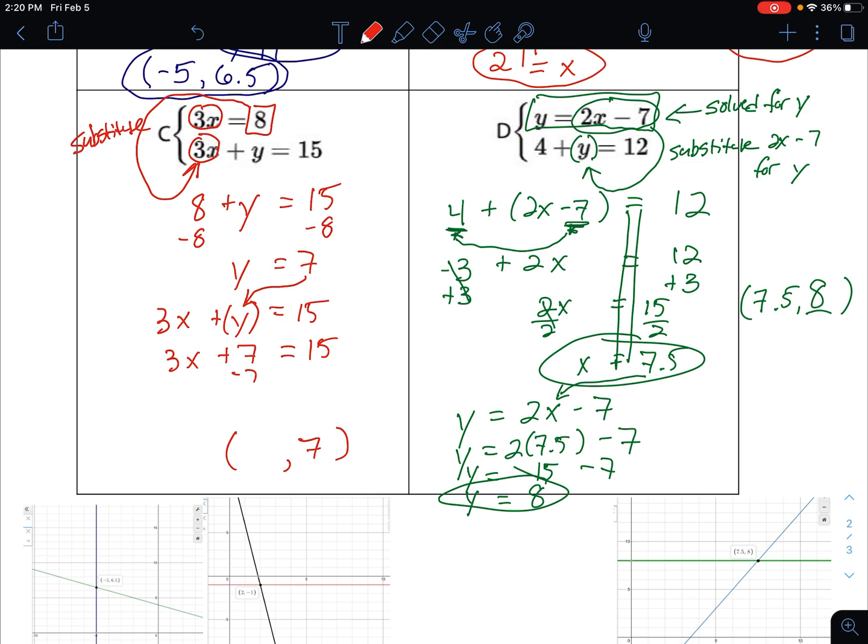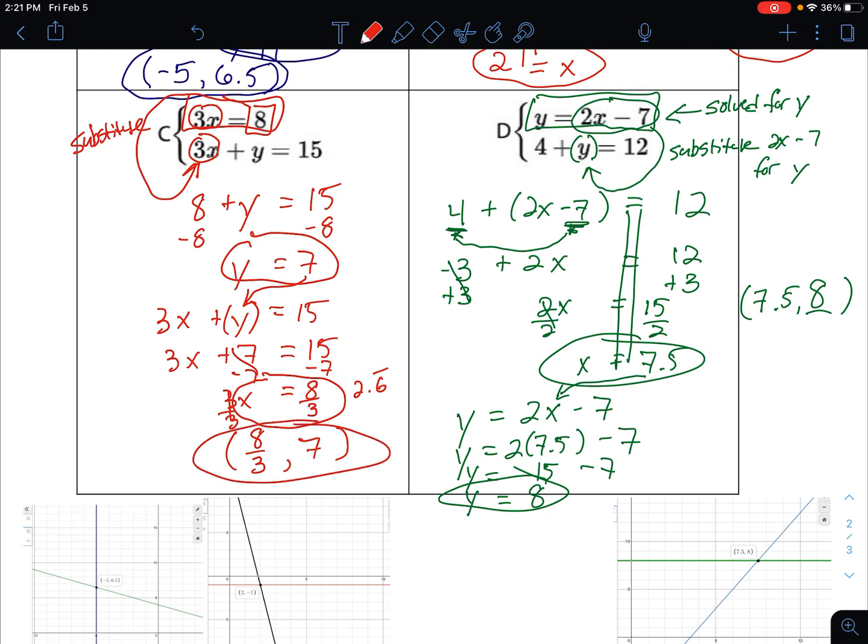Subtracting 7 from both sides, I get 3x is equal to 8, which is actually what I had up here, and I could have gotten this right at the start, but let's just keep going. Dividing by 3, I get x is equal to 8/3. 8 divided by 3, by the way, is 2.6 repeating, or 2 2/3. And so 8/3, 7 should be my solution. x equals 8/3 and y equals 7.